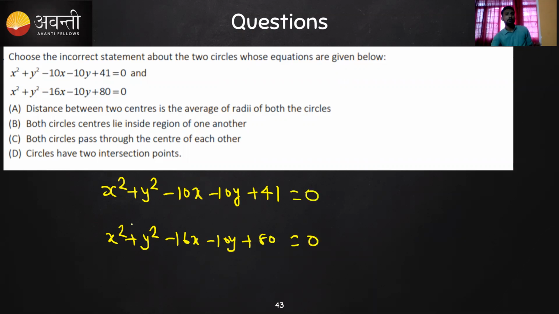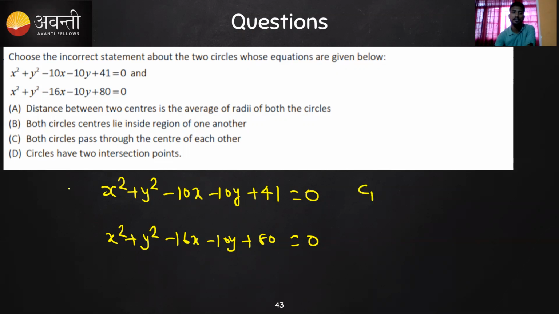So what can we do? Here you can see the options are saying whether the circles are intersecting at 2 points or one is lying inside the other, all the conditions. They may coincide at 1 point, they may intersect at 2 points, or they may never intersect. So whenever this kind of problem comes, first you need to find the centers.